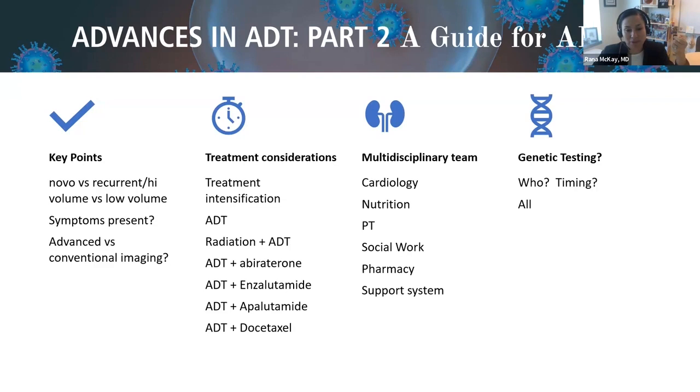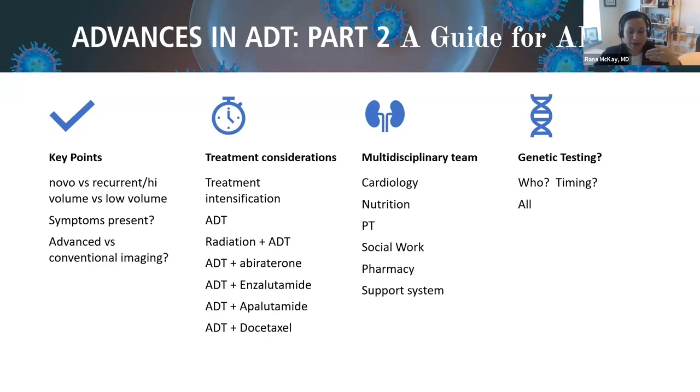I think then that upfront decision making is going to help with deciding on treatment intensification. Are they high volume, low volume? Do they have symptoms? Do they not? Do they have visceral mets? Do they not have visceral mets? Do they have an intact primary or not? So that will help decide, okay, I'm going to give them ADT plus what?